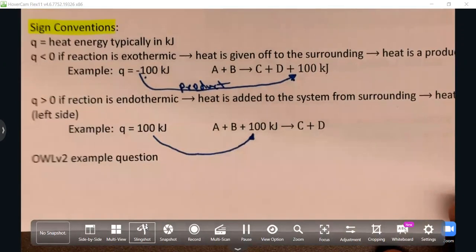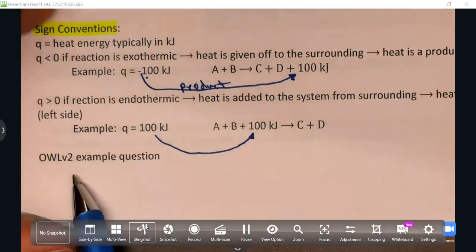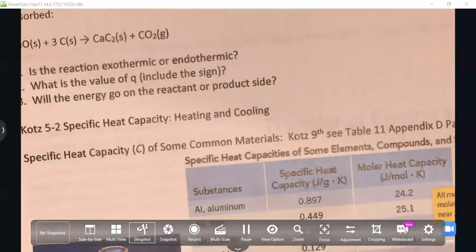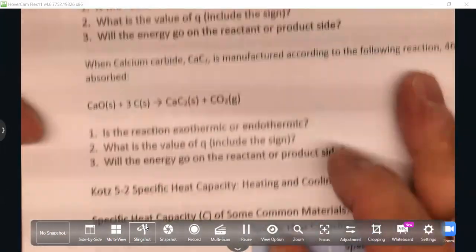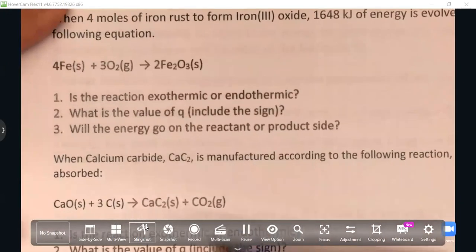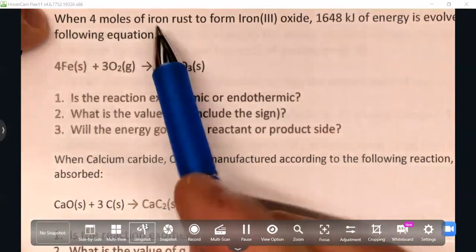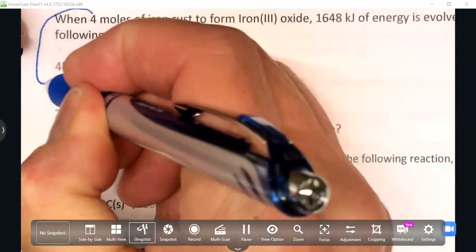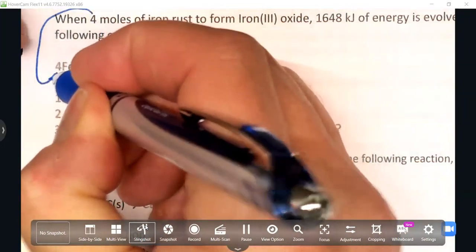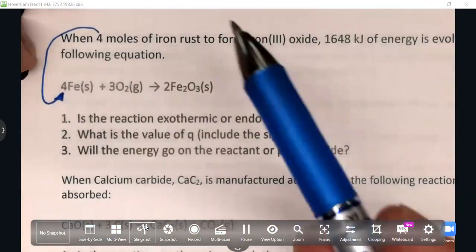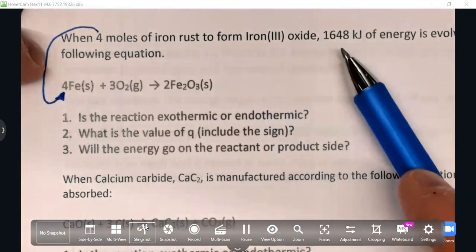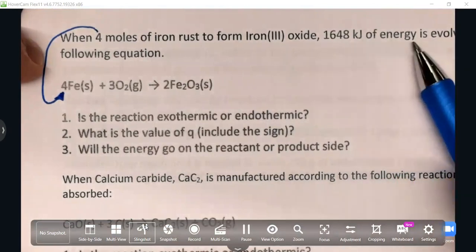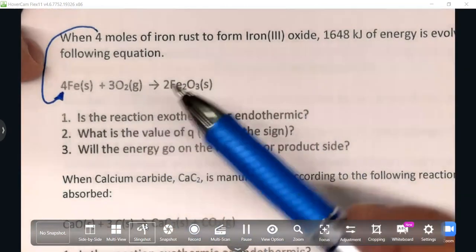Here is an example starting out. So the next page has an example. When 4 moles of iron rust to form iron 3 oxide, 1,648 kilojoules of energy is evolved according to the following equation.